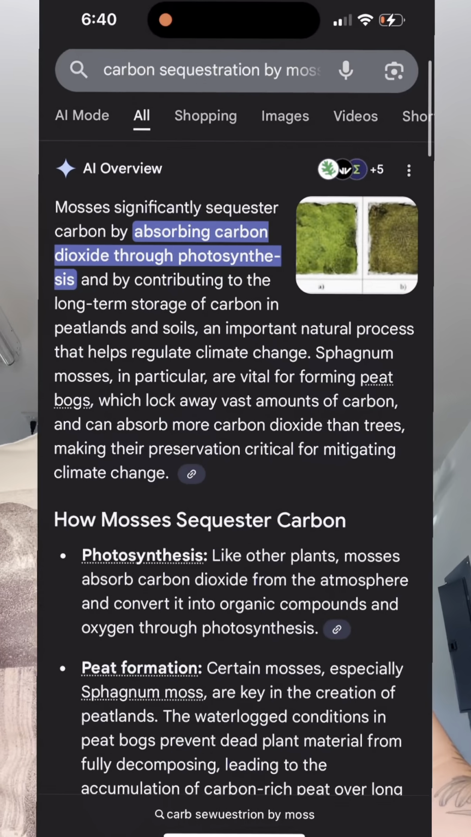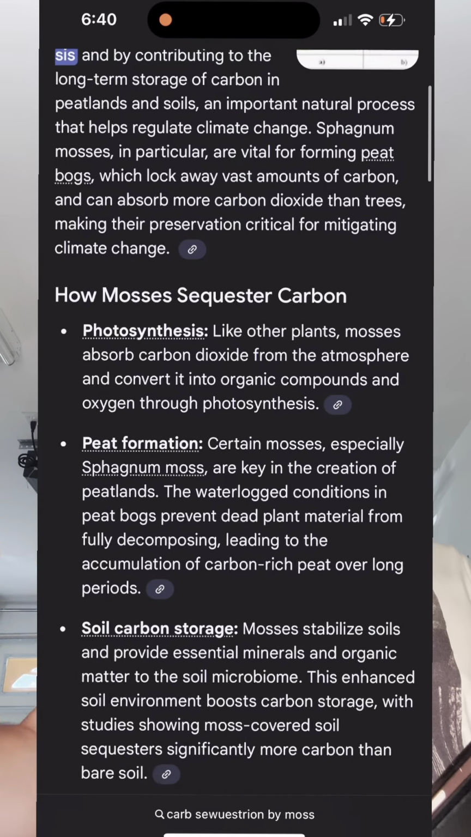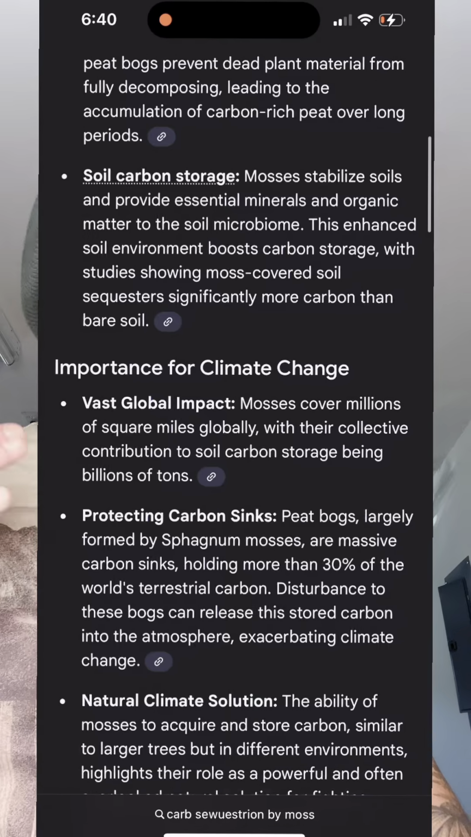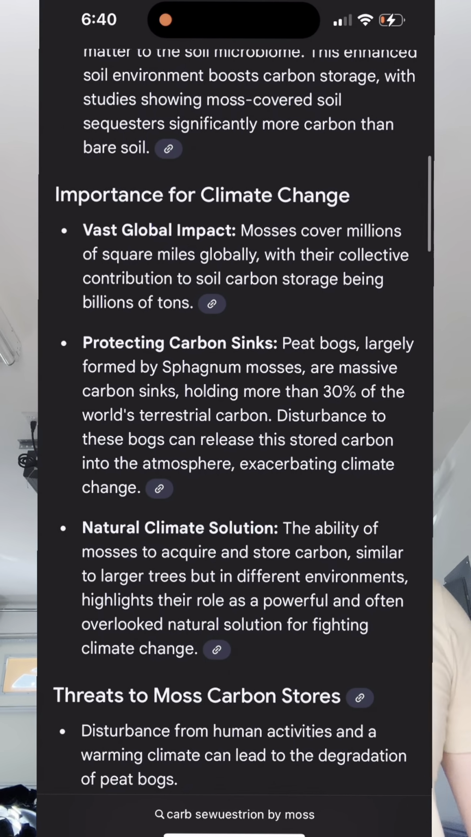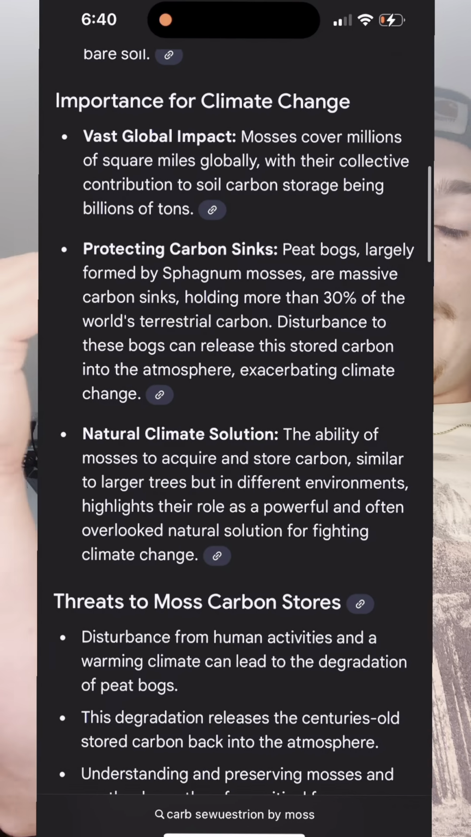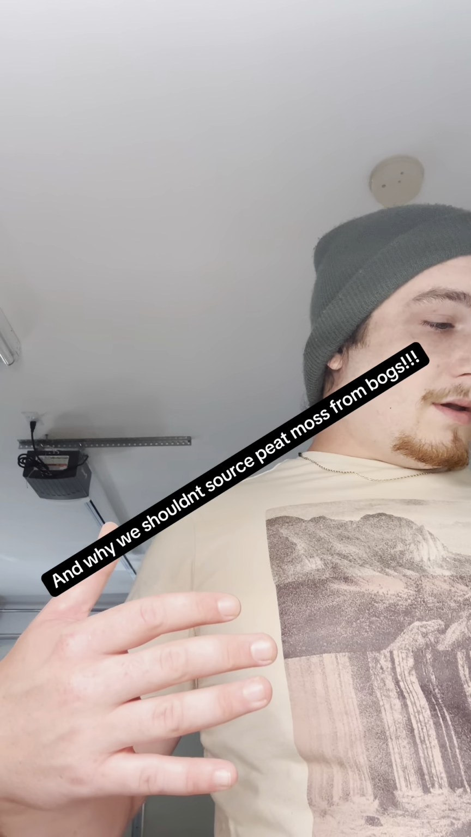Not only can they do all of that, but they sequester a significant amount of carbon. In their natural environment in sphagnum peat bogs, about a third of the world's carbon that is fixed in soil is fixed by those peat bogs. So that's a really important ecological implication of these bryophytes.